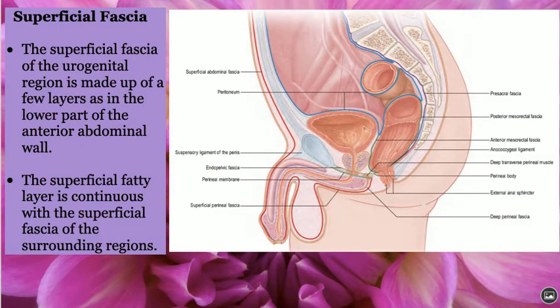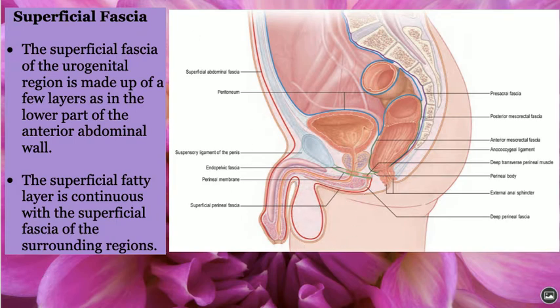Okay, so now that we have an idea regarding where exactly the superficial and the deep perineal pouches or spaces are, let's first come to the superficial fascia. The superficial fascia of the urogenital region comprises the continuation of the superficial layer of the lower part of the anterior abdominal wall over here. You can see this is the superficial abdominal fascia. It has two layers, the superficial fatty and the deep membranous. The superficial fatty layer is continuous with the superficial fascia of the surrounding structures, as you can see in red.